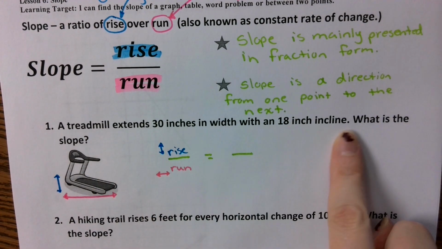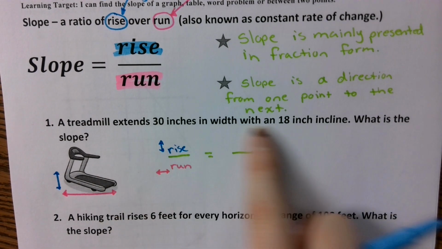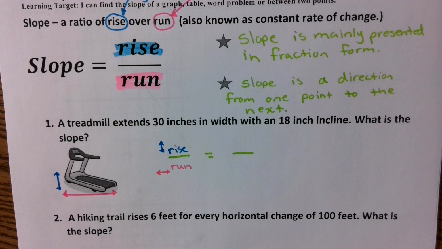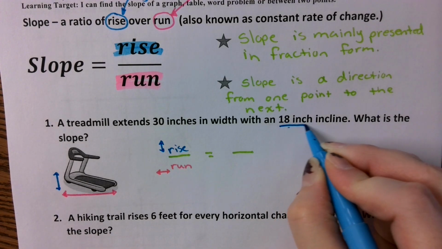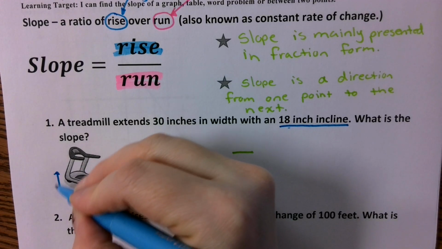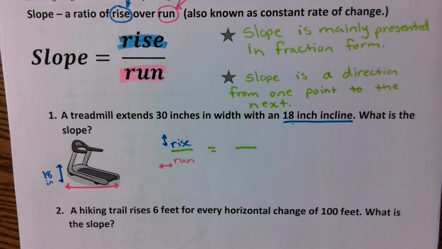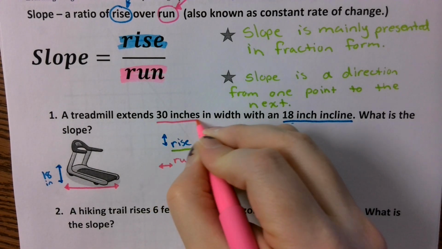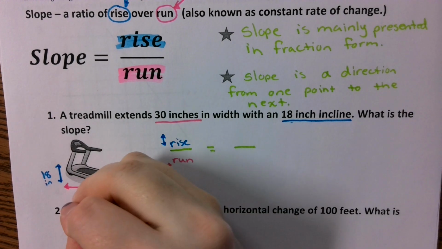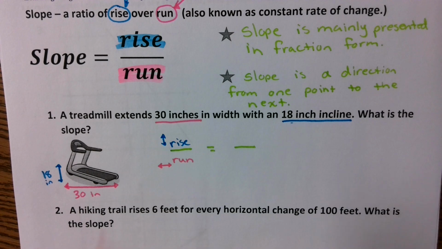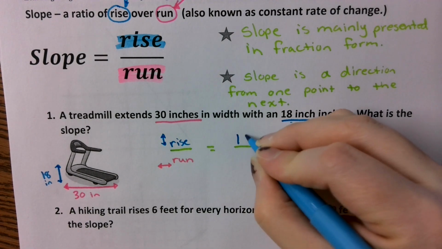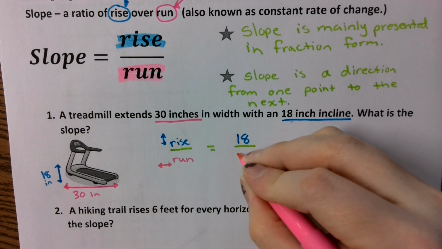Okay, so which one of these is going to represent the rise here? Is it the 30 inches or the 18 inches? Sebastian? 18. 18 inches is going to be our incline, so that is how far up we are going to be moving. Okay, and that means that the 30 inches, which is the width of your treadmill, that's going to be your run. So we're going to be filling this out as 18 over 30.